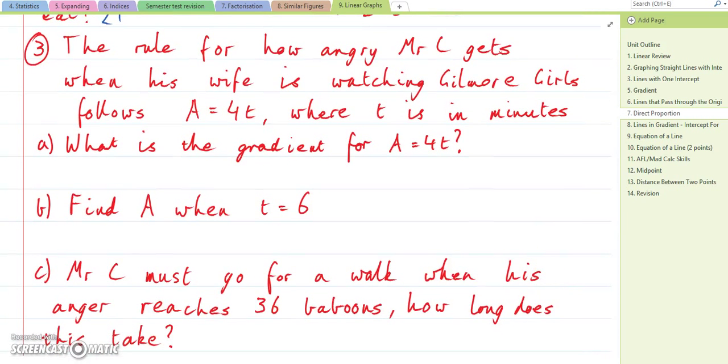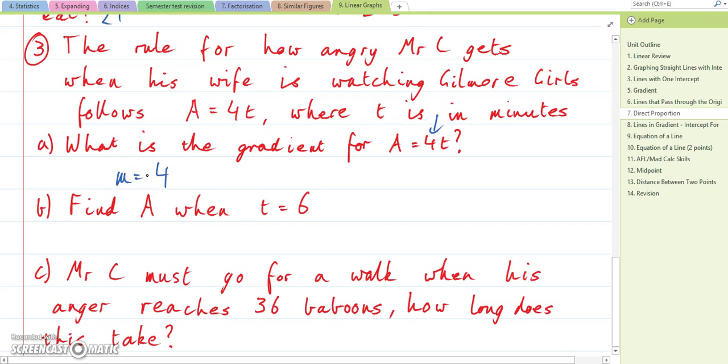All right, this is a very important question, relevant to your lives after school. Question 3, the rule for how angry Mr. C gets when his wife is watching Gilmore Girls follows angry equals 4t. So t is in minutes, so it doesn't take me very long to get angry. And angry levels are ranked in baboons, as you'll see later in this question. So what is the gradient for angry equals 4t? Well, that's just our coefficient of t, which is 4. So we can say m equals 4.